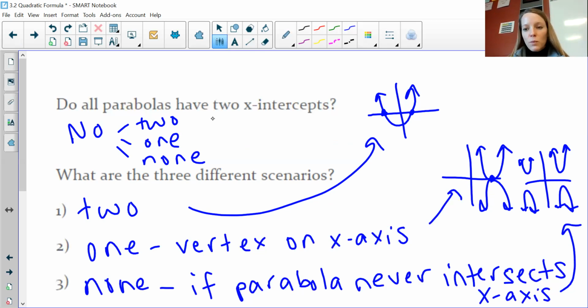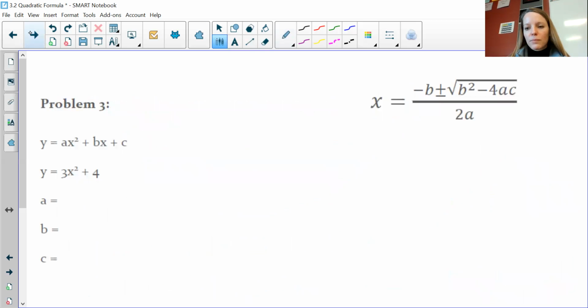So the quadratic formula works most of the time. It will work if you have 2 x-intercepts or 1 x-intercept, but it won't work if there's no x-intercepts, because you can't solve for x-intercepts that don't exist. So if you end up with a parabola where your quadratic formula is giving you an error, that's when you have no x-intercepts. So here's an example where A is 3.